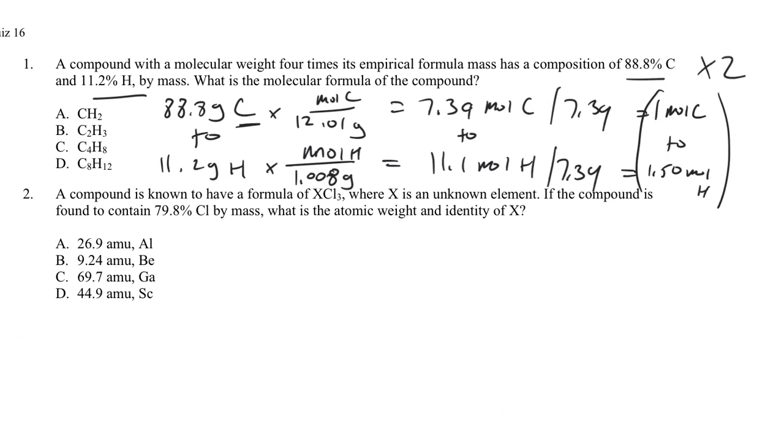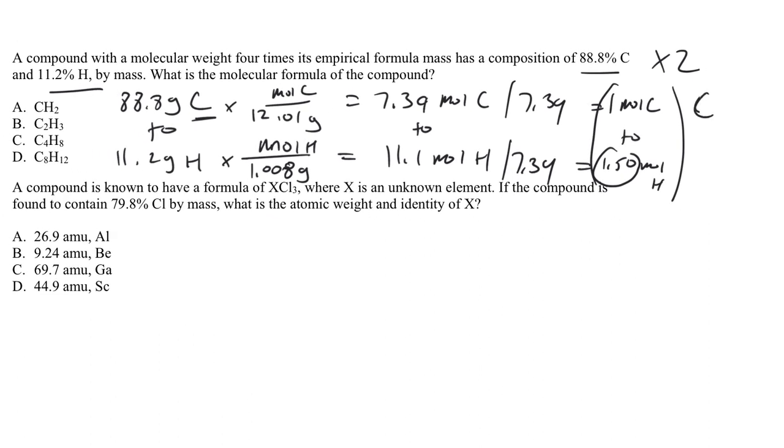So if 1 doesn't work, obviously it doesn't. In this case, I try 2. If 2 doesn't work, I try 3. If 3 doesn't work, I try 4. So just go up and start doubling, tripling, quadrupling. But I just need to double. So I go to C2, H3.